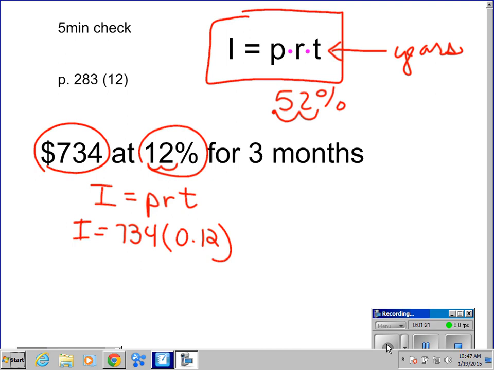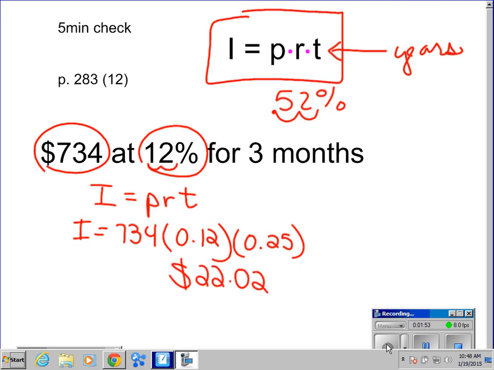However, it's in months. So this one, again, just like he had said, you're going to do what then? You're going to change it to a fraction. Or you could write it as a decimal, right? I mean, it might be easier to plug it into your calculator. And this would be 1/4 of a year or 0.25. Either one is acceptable. And then simply multiply straight across. So 734 times 0.12 times 0.25. And then we end up with $22.02.